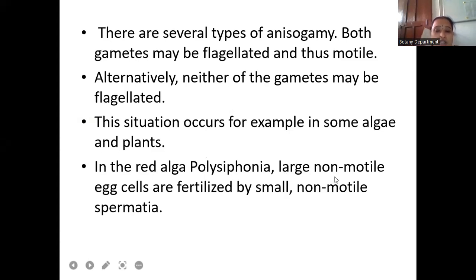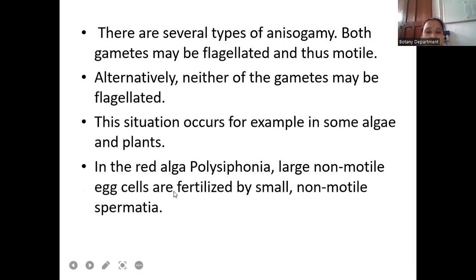Here, large non-motile egg cells are fertilized by small non-motile spermatia. Here the reproductive organ names are also different. Female reproductive organ name is called carpogonia. The male reproductive organ name is called spermatia. Where the female is there, the egg cell is the carpogonium. Size is very large and it is a non-motile stage. And the small size non-motile spermatia is there, that is the male reproductive organ.